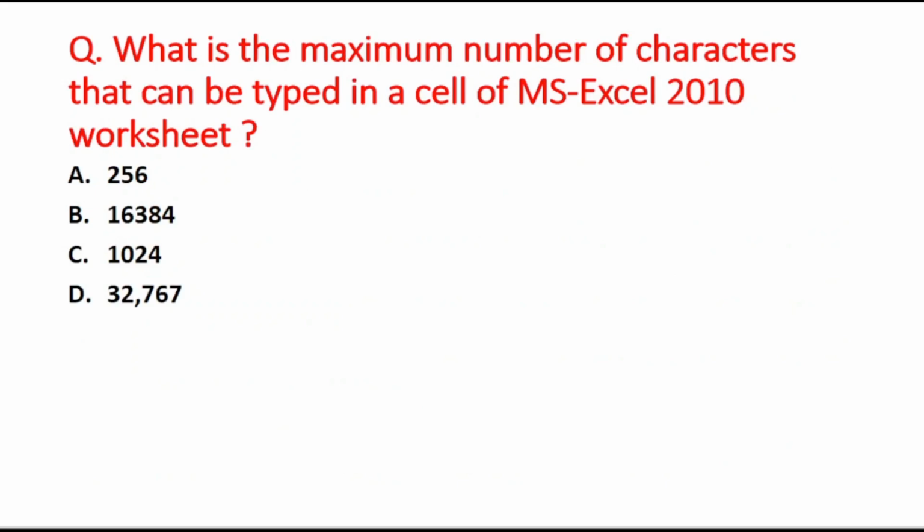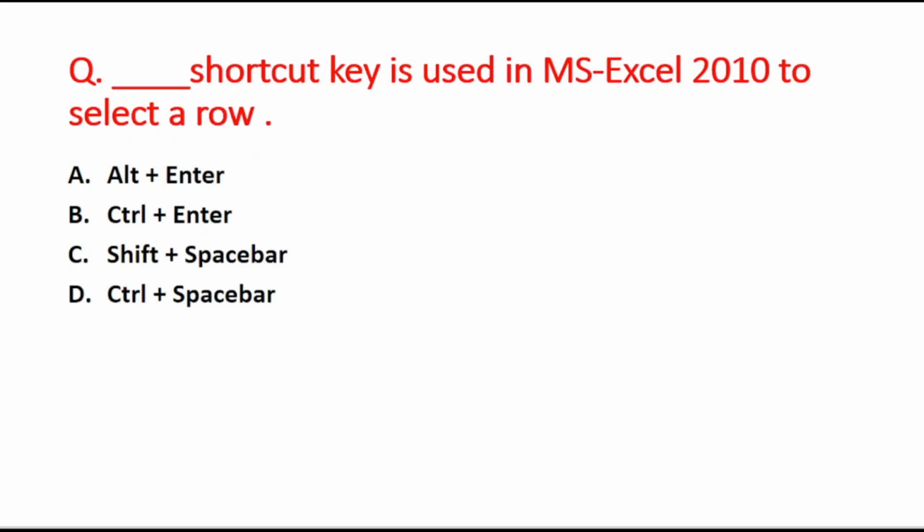Next question is, what is the maximum number of characters that can be typed in a cell of an MS Excel 2010 worksheet? A option is 256, B option is 16,384, C option is 1,024, and D option is 32,767. So the right answer is option D, that is 32,767. Next question is, blank shortcut key is used in MS Excel 2010 to select a row. Your A option is Alt plus Enter, B option is Control plus Enter, C option is Shift plus Spacebar, and D option is Control plus Spacebar. So the right answer is option C, that is Shift plus Spacebar.